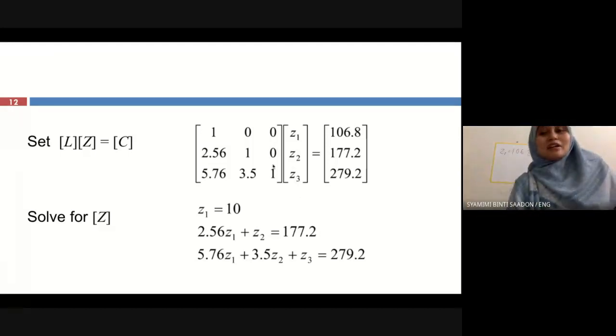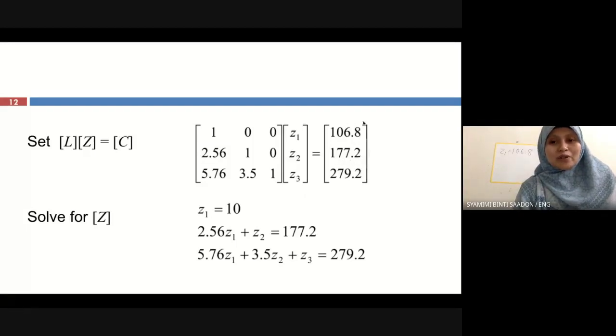The second line means this one, second row, first column. So second row: 2.56 multiplied with Z1 plus 1 multiplied with Z2 equals 177.2. And the third row: 5.76 Z1 plus 3.5 Z2 plus 1 times Z3 equals 279.2.